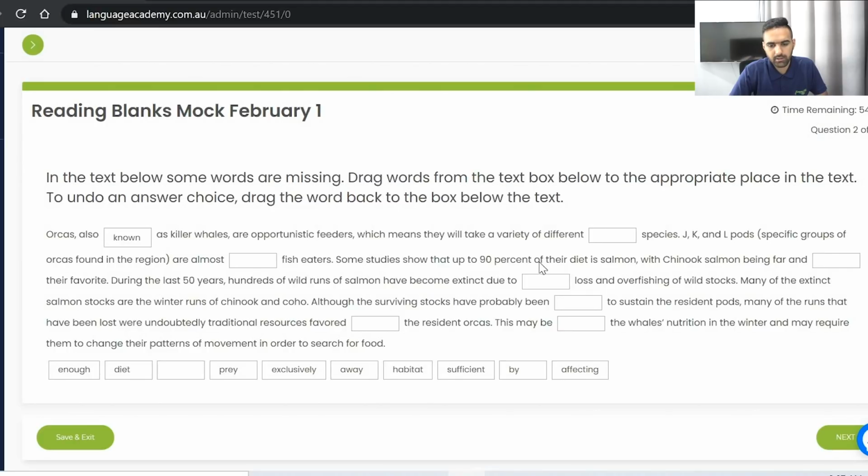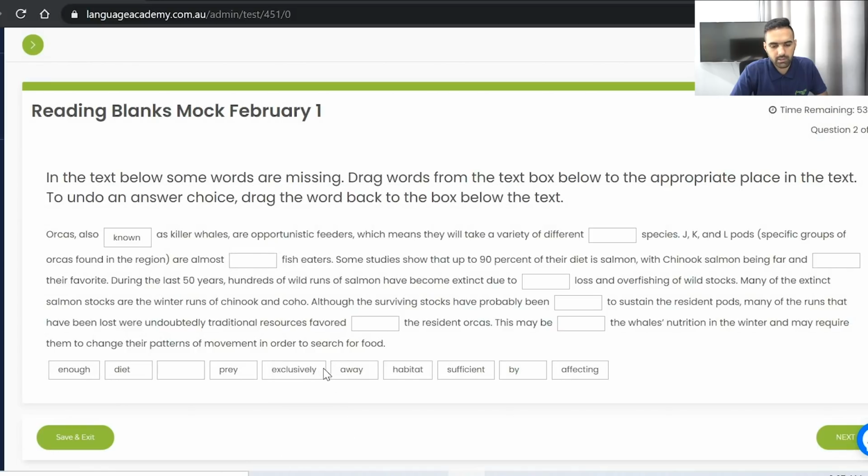Some studies show that 90% of their diet is salmon, which means most of them only eat salmon, or most of them just rely on or prefer eating fish. So, are almost dash fish eaters. They are only eating fish. They only want to eat fish. Which fish eaters will they be? Enough fish eater, diet, prey, exclusively can be the right answer.